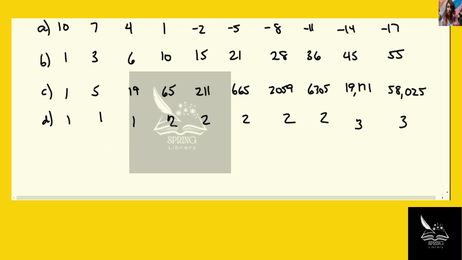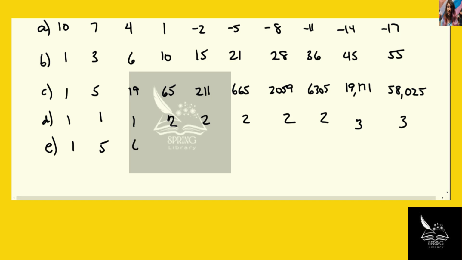Okay, let's go on to E. E says the sequence whose first 2 terms are 1 and 5. So we'll put those down. And each succeeding term is the sum of the 2 previous. So we just have to do adding for this one.